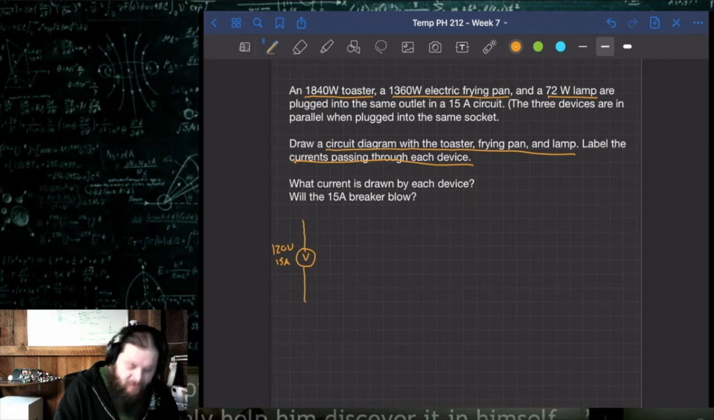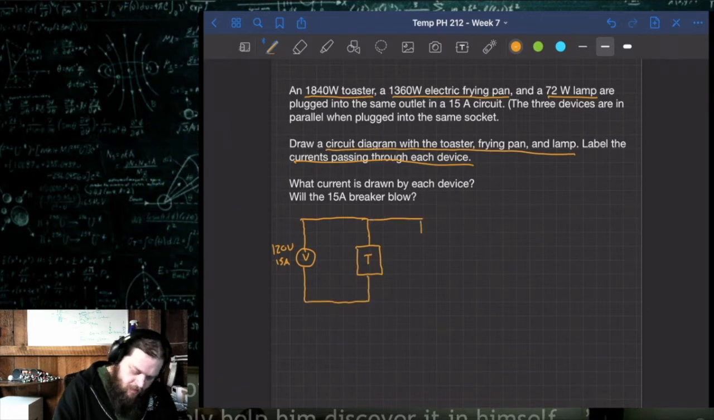And then I'm going to draw this circuit here and go down. I'm just going to put little boxes and say that's a toaster. I'm going to connect in parallel to that another little box. This is a frying pan. Just a diagram to show how these devices are connected together. Draw another one. This one's going to be my lamp.